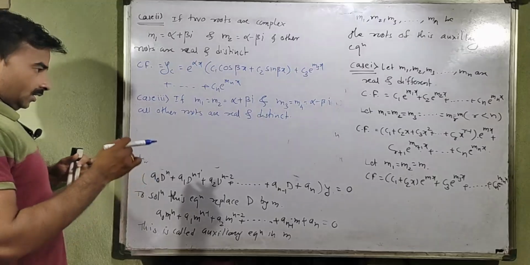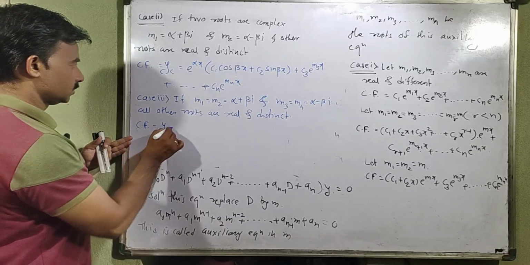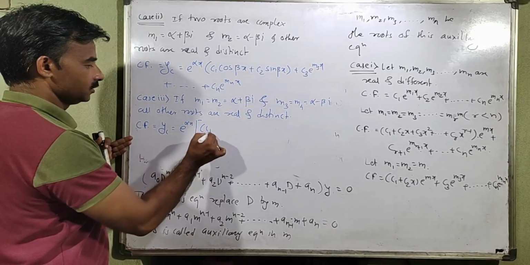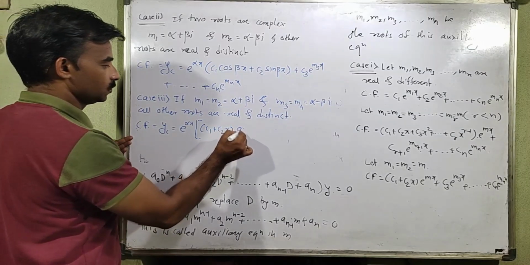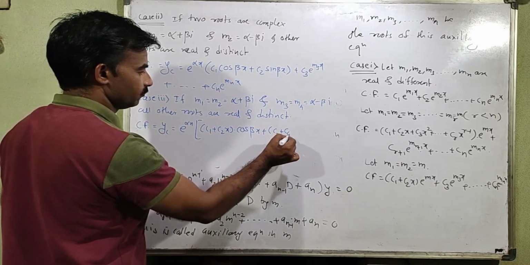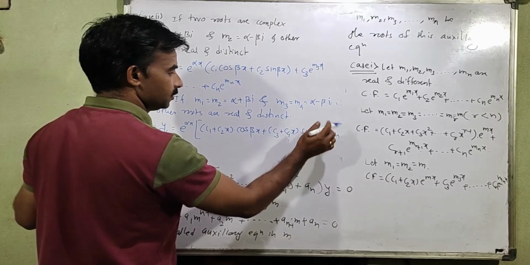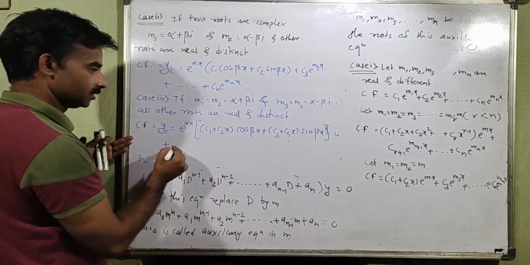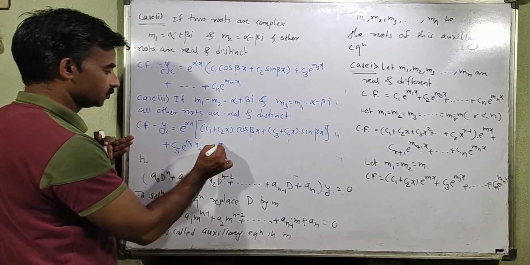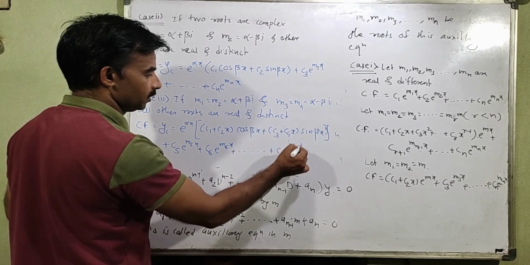In this case, the complementary function yc is written as e raised to alpha x inside the bracket (c1 plus c2x) into cos beta x plus (c3 plus c4x) into sin beta x, plus c5 e raised to m5x plus c6 e raised to m6x, and so on up to plus cn e raised to mnx.